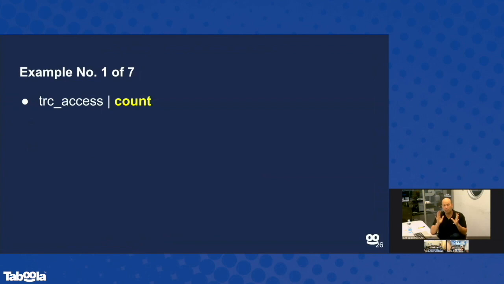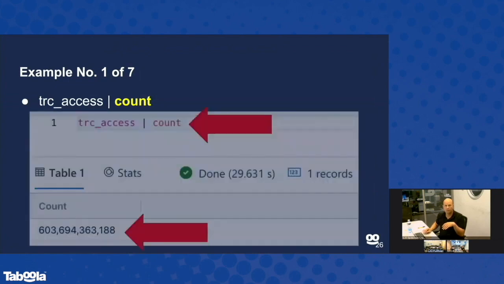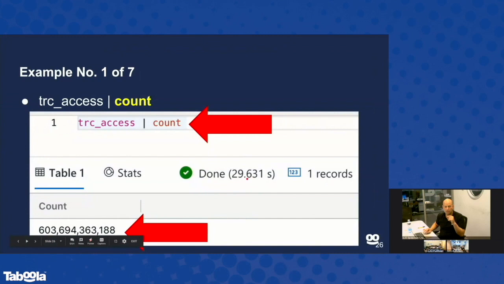The first example would be to get a count. So you write the name of a table, you use the pipe, and then the operator, okay? So after 30 seconds, you will get this number, 603 billion rows of information because it's a table, okay? Next.